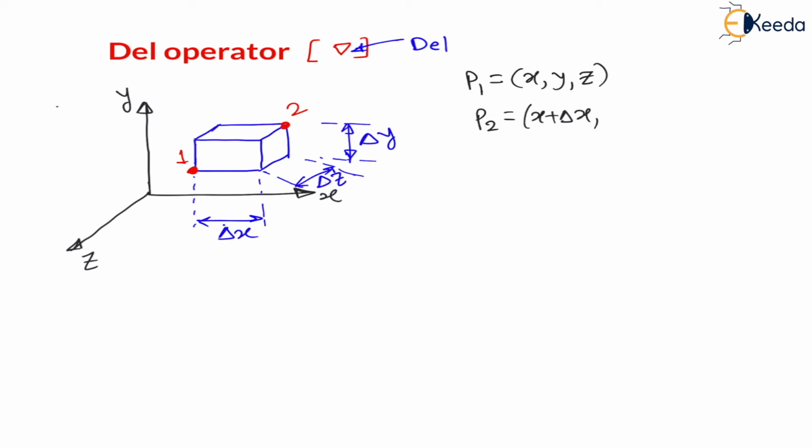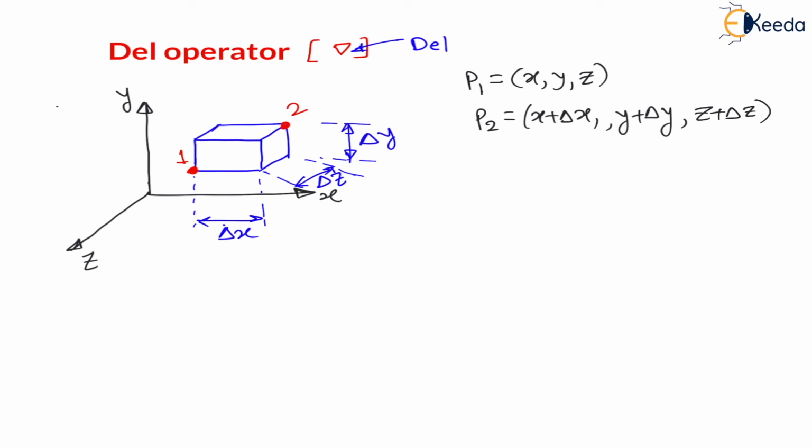Y plus del y, right? This is y plus del y. Therefore, the y coordinate is y plus del y. Similarly, the z coordinate will be z plus del z. This will be the z coordinate.